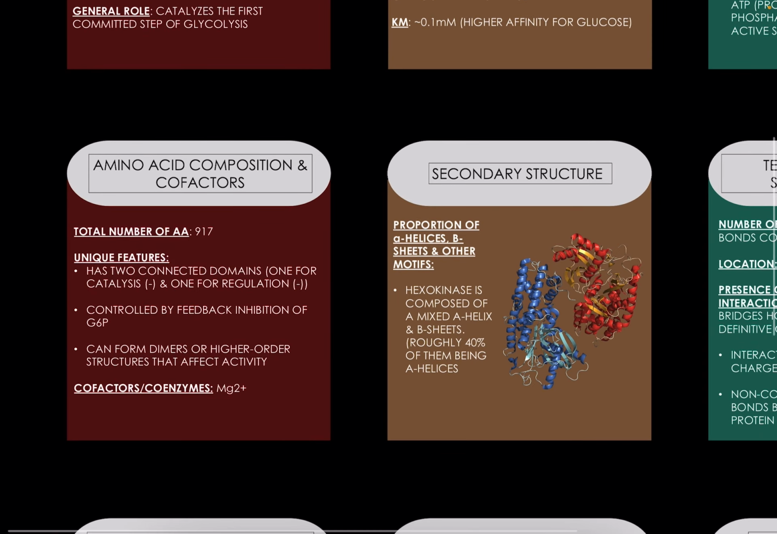The total number of amino acids within hexokinase is approximately 917. Its unique features consist of two connected domains, one for catalysis, which is the C-terminal, positive, and one for regulation, the N-terminal, negative. It's controlled by feedback inhibition of G6P and can form dimers or higher order structures that affect activity. As previously mentioned, the cofactors include magnesium 2+.